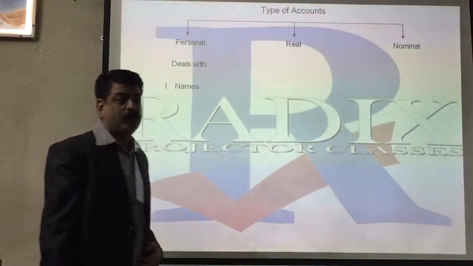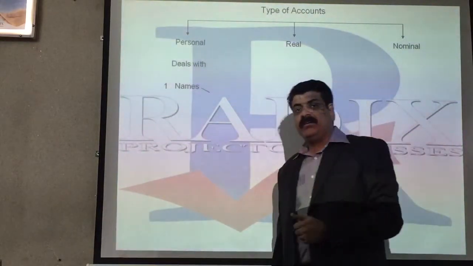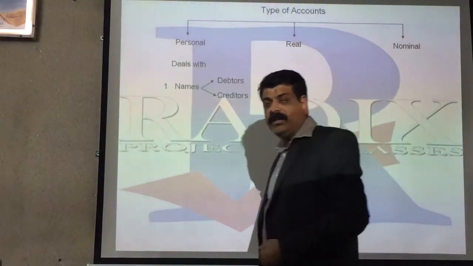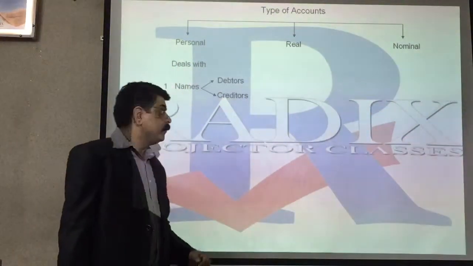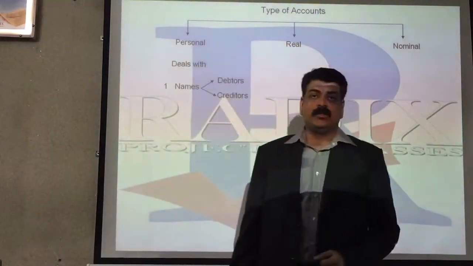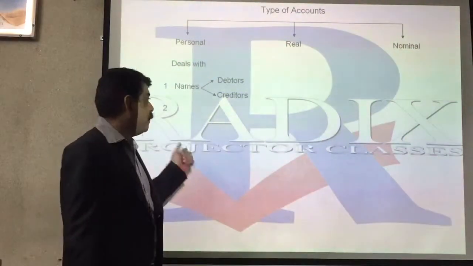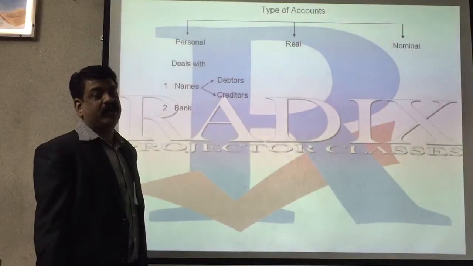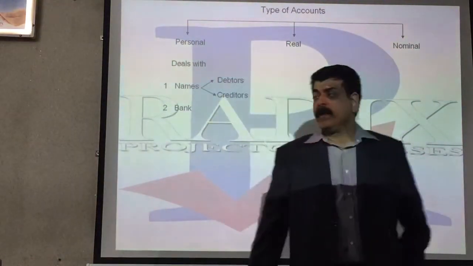When I talk about names, there are two categories of name. One is the name of a debtor, and the other is the name of a creditor. Debtors are those to whom we sell goods on credit, and creditors are those from whom we purchase goods on credit. Then personal account deals with bank. Business transactions are to be done with bank, so a bank account is to be opened by the business.